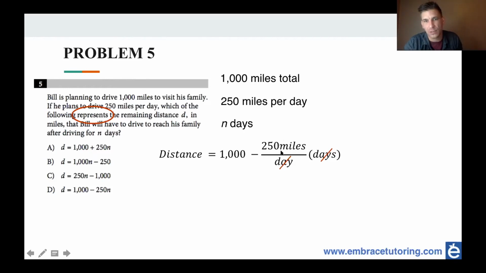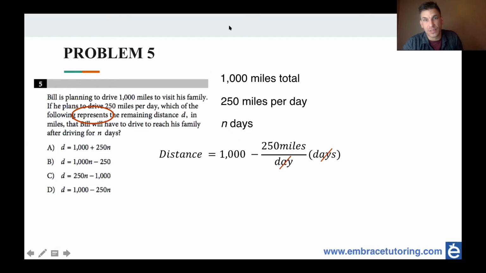So if I'm matching my units, I start with 1,000, I'm going 250 miles per day, which is also why I'm deducting this. It's because it says Bill will have to drive, which of the following represents the remaining distance. Remaining being that he has driven this many miles per day, so he no longer has to drive those miles. That's why I'm subtracting it, not adding it. If I was adding it, he would end up driving more than 1,000 miles. There's only 1,000 miles total, okay?